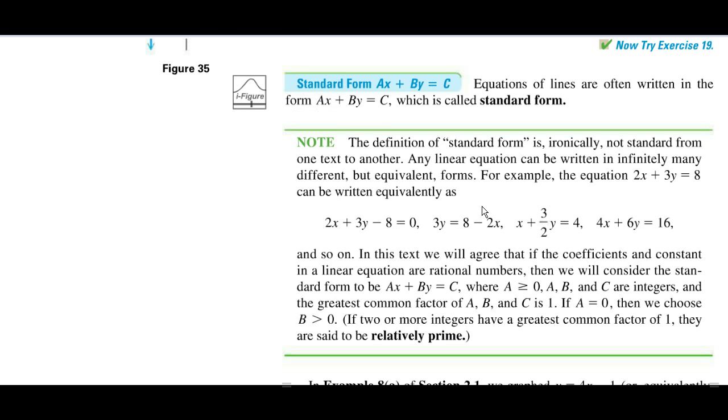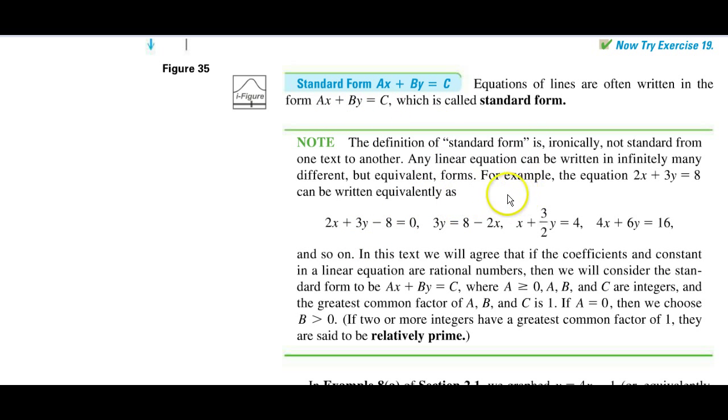Again, this is another typical equation that we use and see a lot in graphing, where there's your x value, a is the constant, there's your y value, b is the constant, and it equals some constant. Okay, standard form.